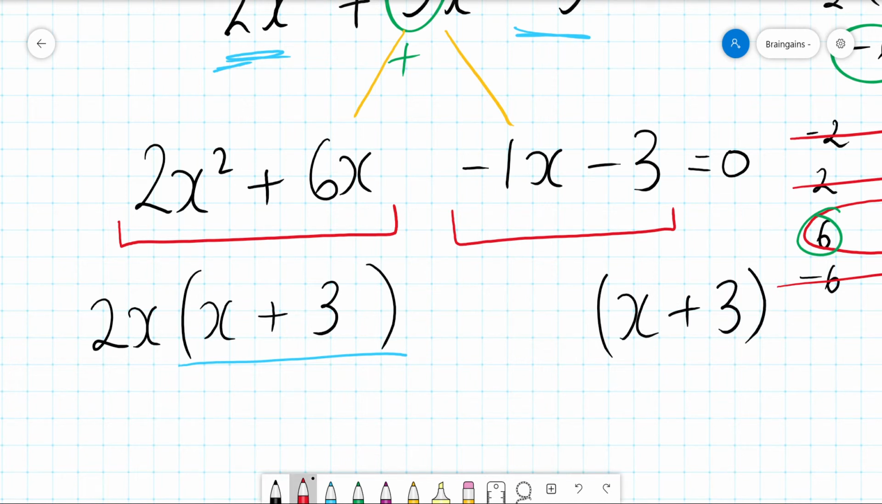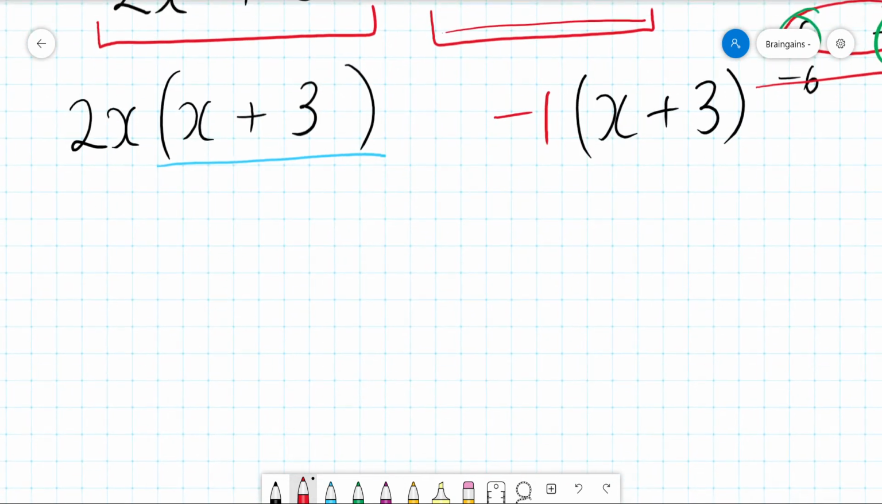Now, if we look at the second part, what is common in -1x minus 3 for the bracket to be x plus 3? Well, we know that we're going to have to divide both by -1. So if we take -1 out, we get x plus 3 inside the bracket, and now we've factorized both parts, the left-hand side and the right-hand side.